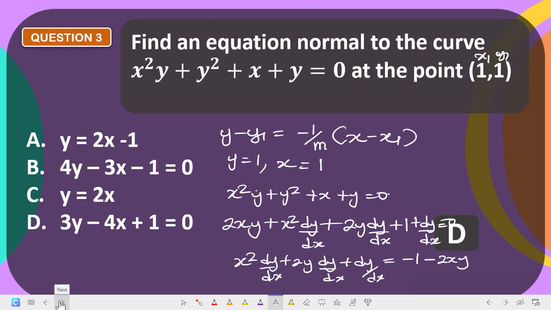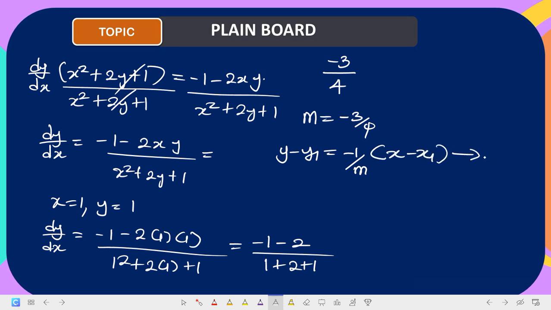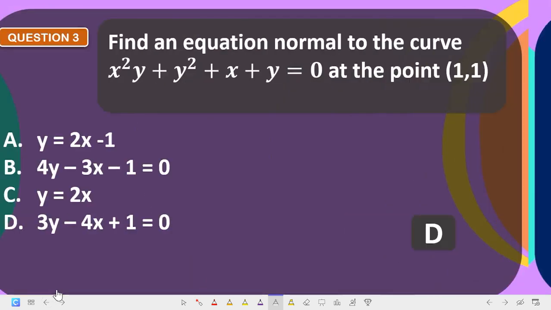So what do you think our answer would be now? Having gotten this as our value, this value that we got is our slope. So we can say our m is minus 3 over 4. Are we getting it now? So substitute into the equation. The equation says y minus y1 is equal to minus 1 all over m bracket x minus x1. This is the general equation for a line normal to the curve, or for a normal equation rather.